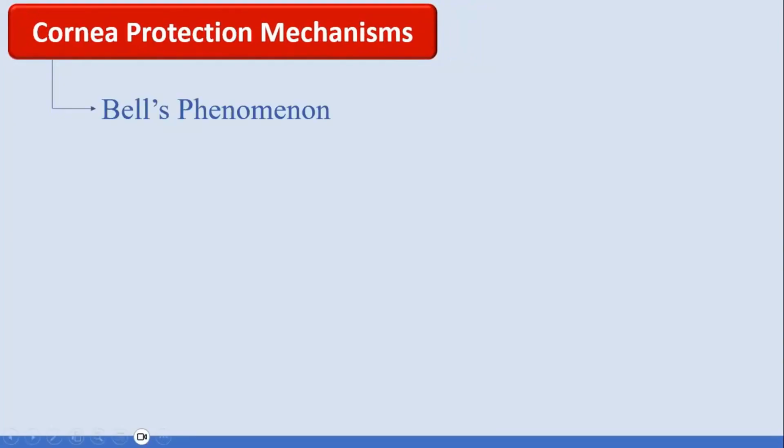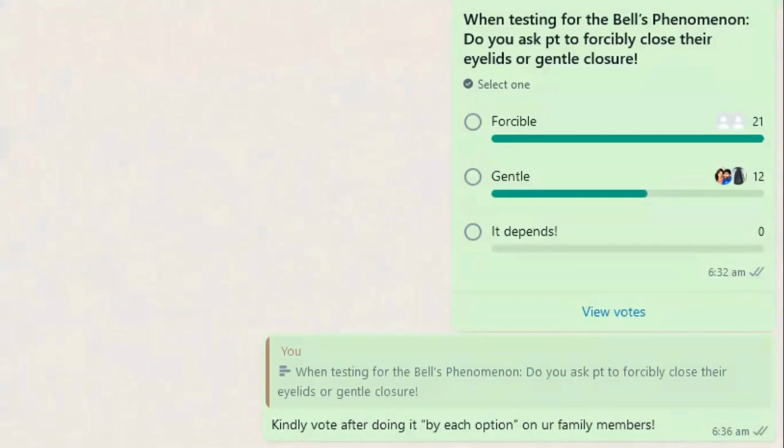All right. I'm going to spend some time talking about Bell's phenomena because, you know, the poll I posted, so let's read it together. When testing for the Bell's phenomena, do you ask the patient to forcibly, so forcibly or tightly, the same meaning, close their eyelids, or do you ask them to gently close their eyelids? And the majority said forcible closure. And then the next vote is for gentle closure. And interestingly, nobody chose it depends.